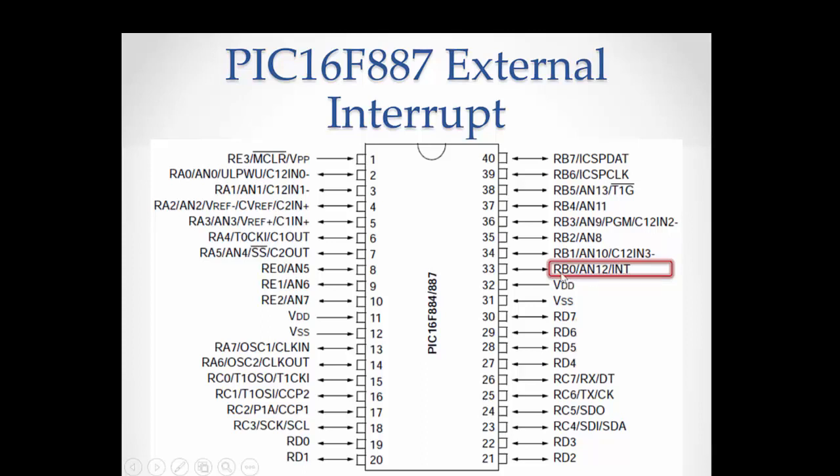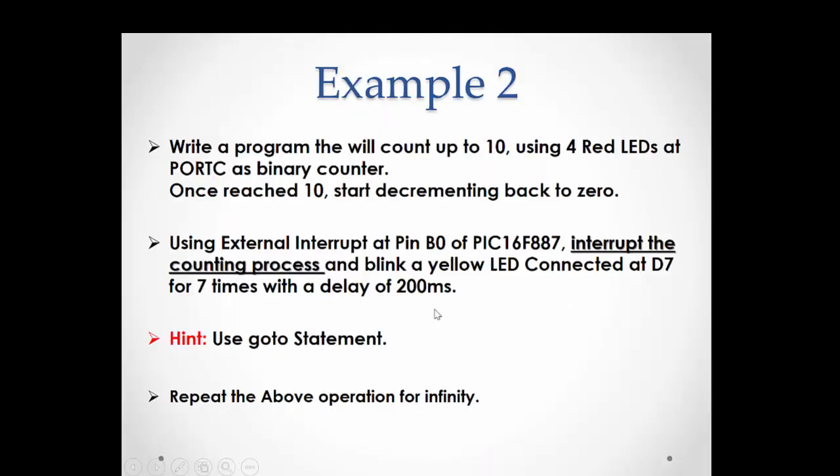So the first one is straightforward. RB0, which means this pin, we could use it as a digital input, as a digital output. It's simple. And this AN12, this means that this pin could be also used as an analog input, right? So it can also accept some data from sensors and so on. And this pin could be also used as an INT, which is the interrupt. So that's exactly where it is located.